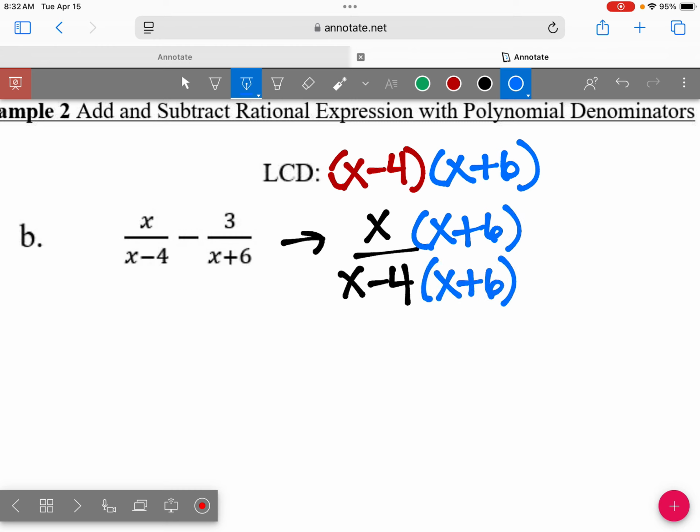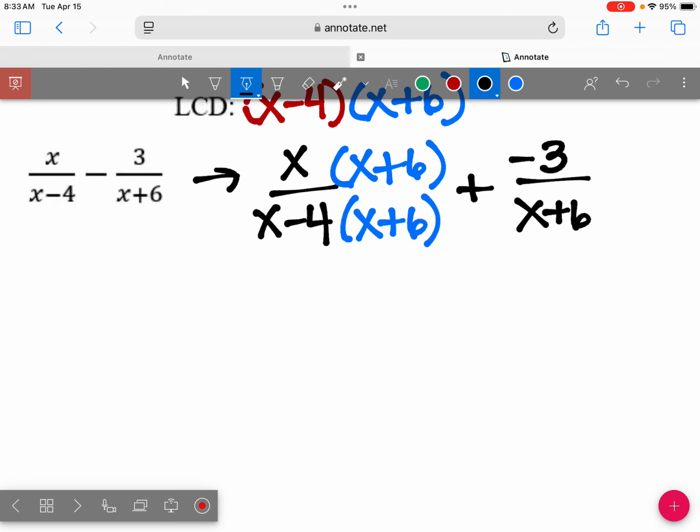I'm not going to multiply it yet. Just going to leave it there. Now, because this is a minus sign, I'm going to treat this a little different. I'm going to change it to a plus, and I'm going to move that negative up to the numerator. And that's what I want you to do whenever you see subtraction. So I think that's easier for you. So when you add a negative, that's the same as subtraction. So we're going to move that -3 up.